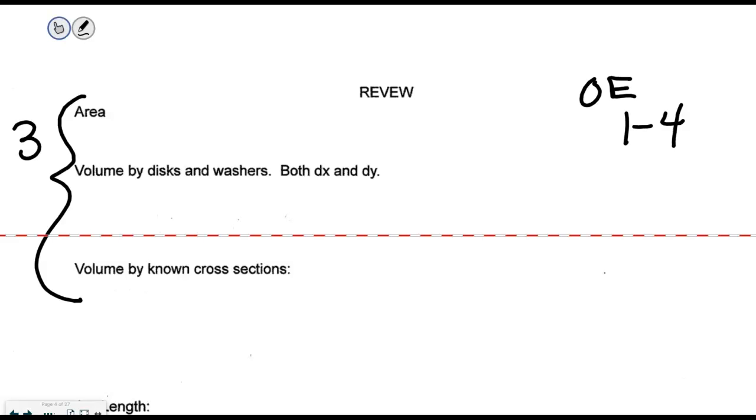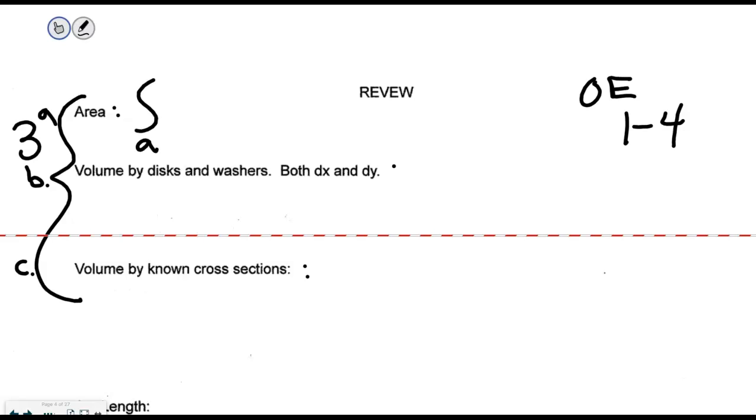So this would be like 3A, B, C. So let's make sure you got the area down. All right, and nothing on your note card about these. You just need to have these nailed. I feel good about them, but you won't have a calculator, so make sure you know how to integrate by hand, all that good stuff.